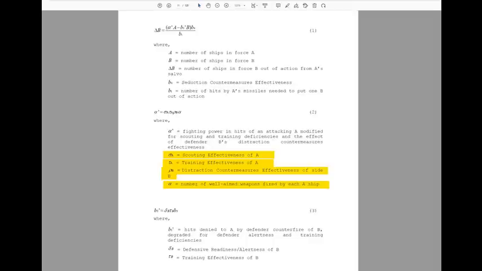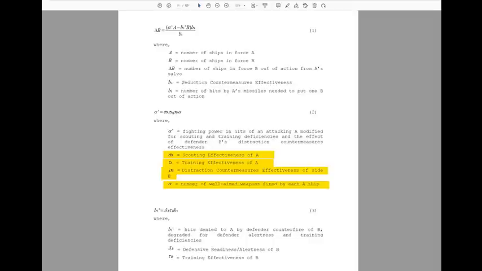And when you look attentively at what alpha prime or B prime are, you will see that alpha prime is fighting power in hits of an attacker modified for scouting, training deficiencies, and effect of the defender B's distraction countermeasures. Wow, and look at this. Suddenly your alpha prime, look what it is. It's a product of sigma A, scouting effectiveness. Okay, what is effectiveness of scouting? We'll discuss it. Tau A, training effectiveness of A.